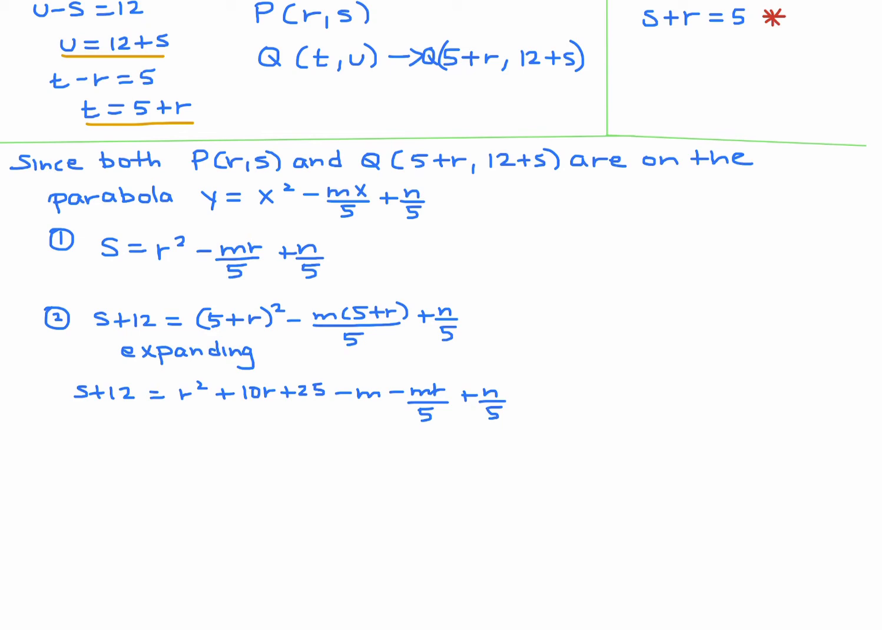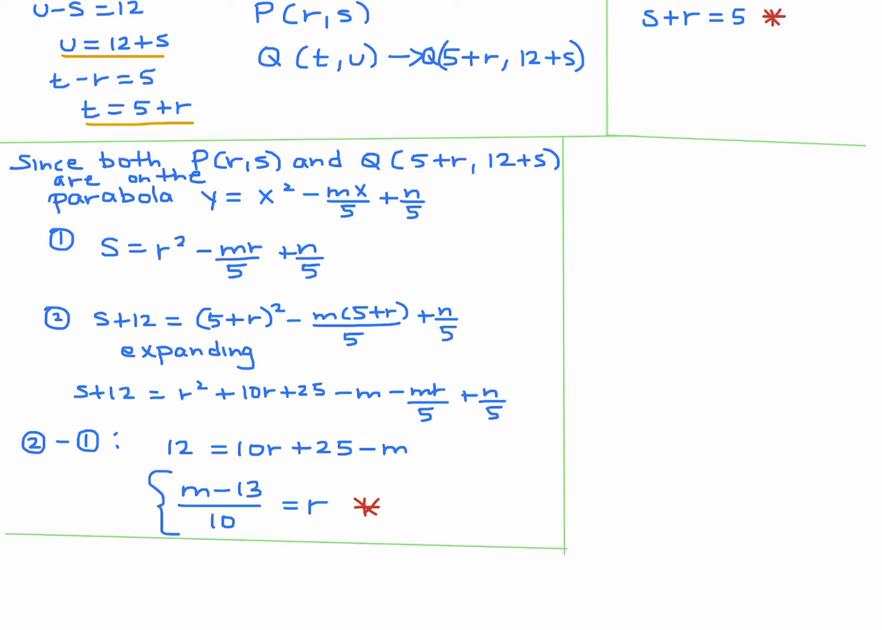And then what we do now is we will subtract from 2 equation 1 and simplify. And when you collect like terms, you will get just 12 is equal to 10r plus 25 minus m. Simplifying and isolating for r, you get (m minus 13) over 10 is equal to r. So this is my next helpful piece of information.